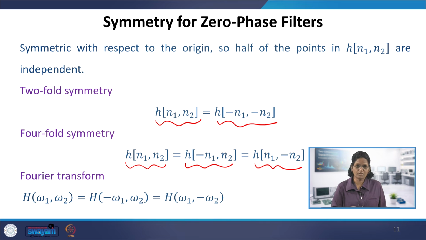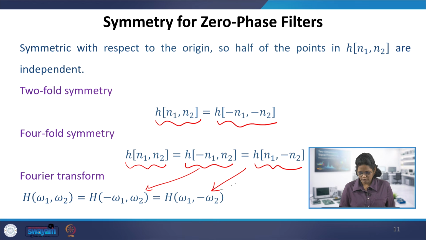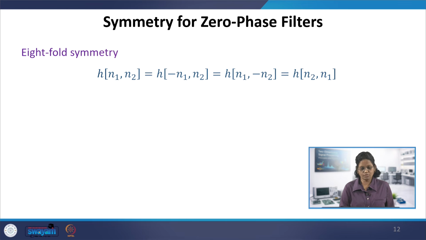The corresponding Fourier transform: if we take the Fourier transform of this, h of omega 1 comma omega 2 is equal to h of minus omega 1 and minus omega 2. Whereas for this case, the Fourier transform is h of omega 1 comma omega 2 equal to h of minus omega 1 comma omega 2, and here h of omega 1 comma minus omega 2. So the negative sign is given in this case. This is for the Fourier transform of the fourfold symmetry.